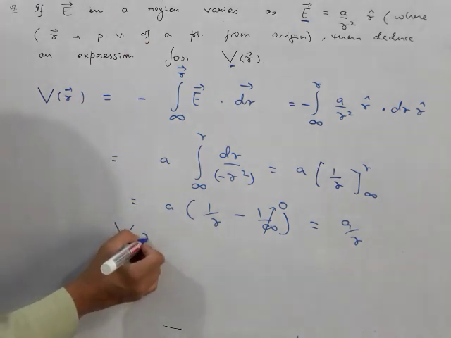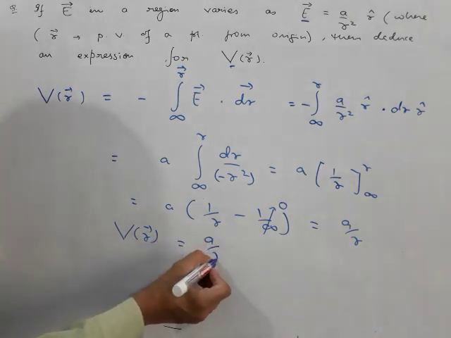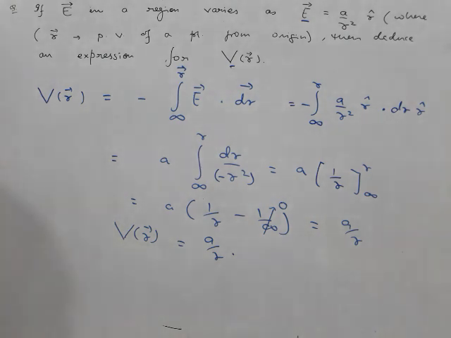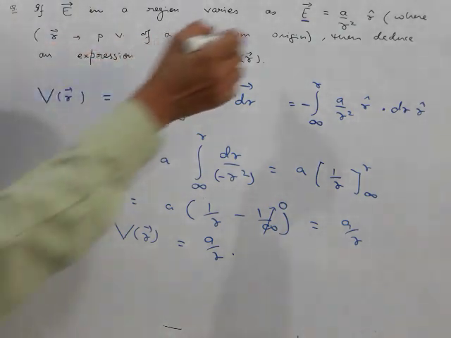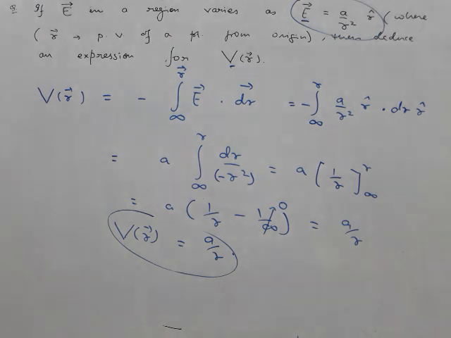So our answer becomes: potential at the point whose location is r vector is a upon r, if the electric field is given by this particular formula. I just did this question to give you a sense of thinking that if the electric field in a region is given, you can find the potential in that particular region. And if you see carefully, actually you already know these two relations. These two are the potentials and electric field due to a point charge.